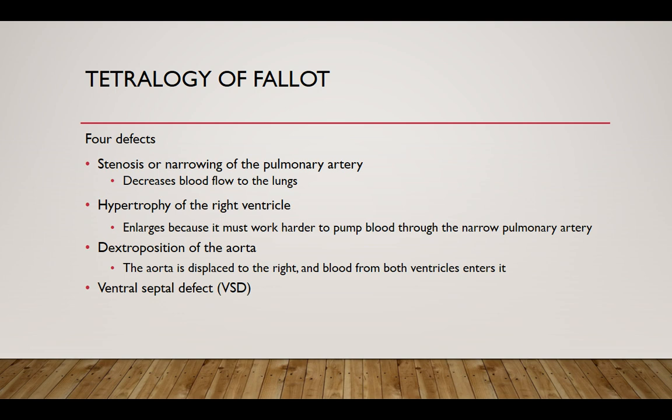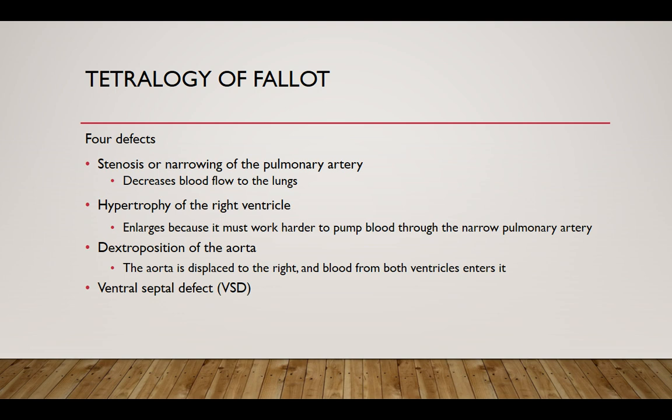Cyanosis increases with age, clubbing of the fingers and toes due to chronic hypoxia. Child rests in a squatting position. They're like the catcher in baseball. They squat. Prevalent symptoms include feeding problems, failure to thrive, frequent respiratory infection, severe dyspnea on exertion.